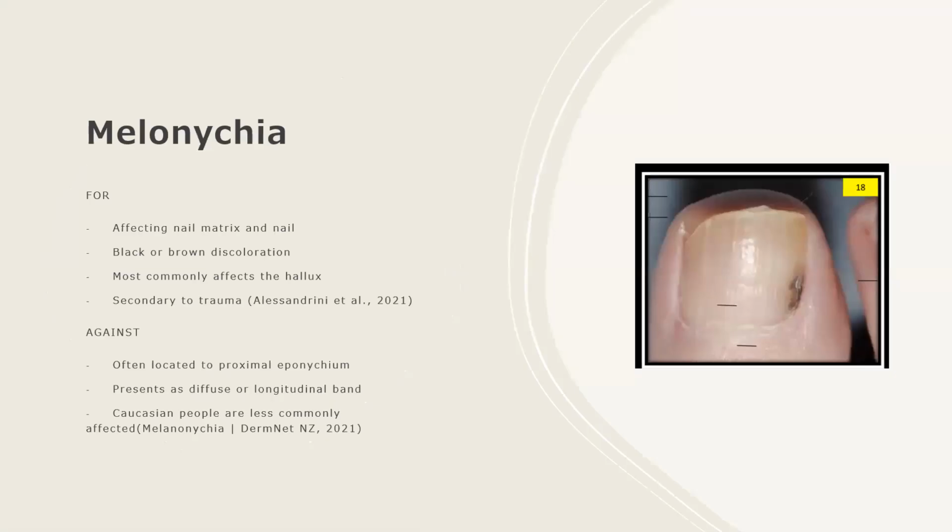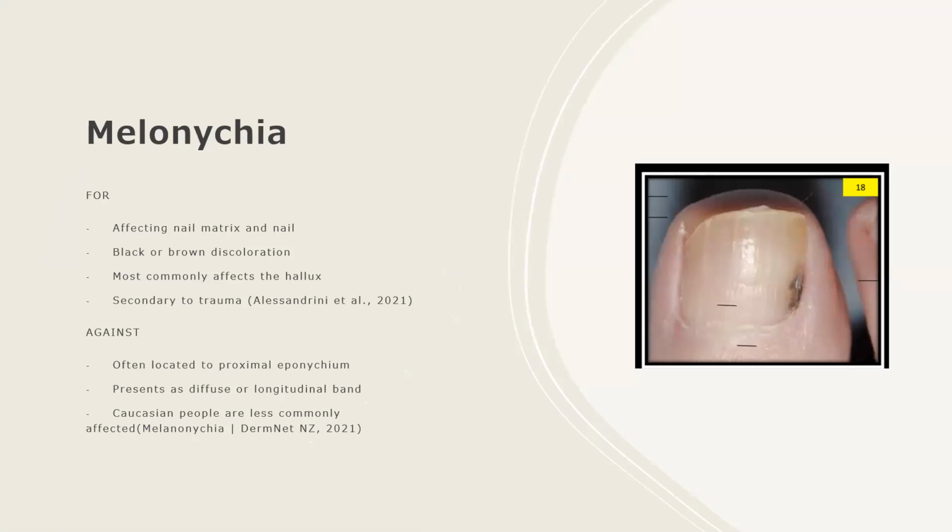This takes us into our second differential diagnosis of melanonychia. The reason that this is a differential diagnosis is the fact that this condition affects the nail matrix and nail. Often it is a black or brown discoloration, and it most commonly affects the hallux. It can be triggered by trauma, such as the patient's current house renovations, potentially causing trauma whilst wearing those boots.